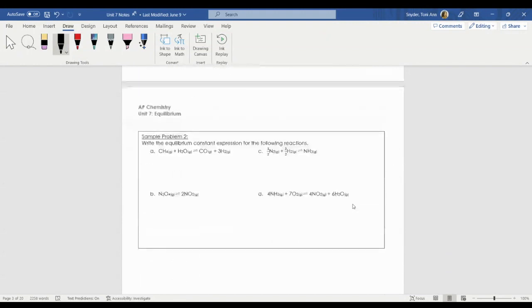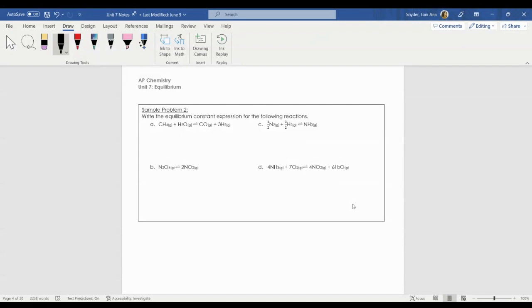Let's go ahead and write the equilibrium constant expression for each of these reactions. We're going to do the same exact thing. Notice that A is just the inverse of the one we just did. It's always going to be the products over the reactants. So my concentration of carbon monoxide times the concentration of hydrogen cubed over my concentration of methane times my concentration of water vapor. That is my equilibrium constant expression for this reaction. It's basically just the inverse of the last one because my reactants and products are flipped.